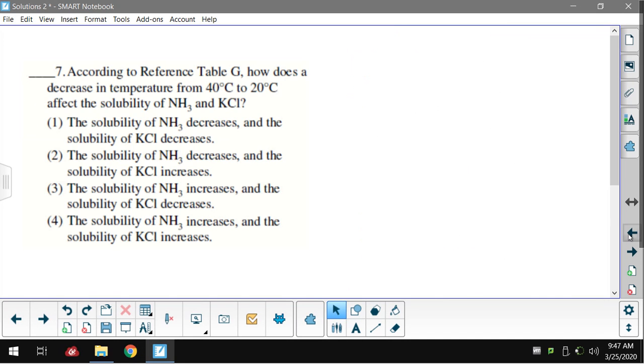Oops, did I skip one? Nope. So number 7, it says, according to reference table G, how does the decrease in temperature from 40 degrees Celsius to 20 affect the solubility of ammonia and potassium chloride?